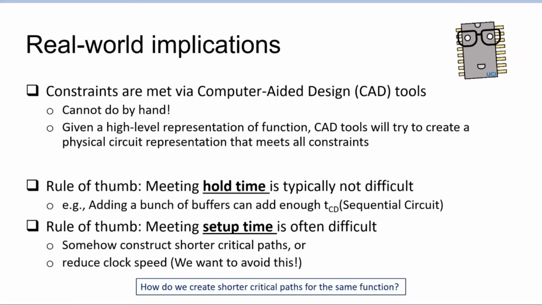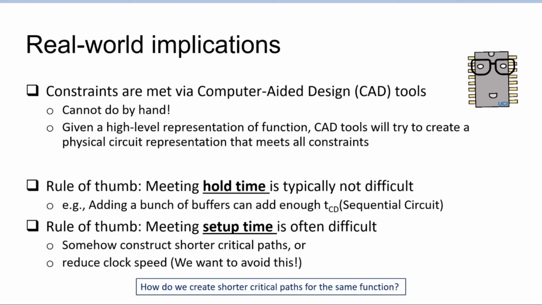So these constraints are met via computer-aided design tools, which do all the computation, all the optimizations, everything for you. So given a high-level representation of a function, it could be high-level functional descriptions given by a hardware description language, which could look like C, for example. Or if you give it a functional description expressed in Verilog or something even lower, or a representation given in terms of transistors, CAD tools will try to create a physical circuit representation that takes into account things like the sizes of the standard cell units, how many layers of wiring it can do, et cetera, et cetera. The CAD tools will try to create an optimized physical circuit representation that meets all of these constraints so that you can get a high clock speed while getting correct computation.